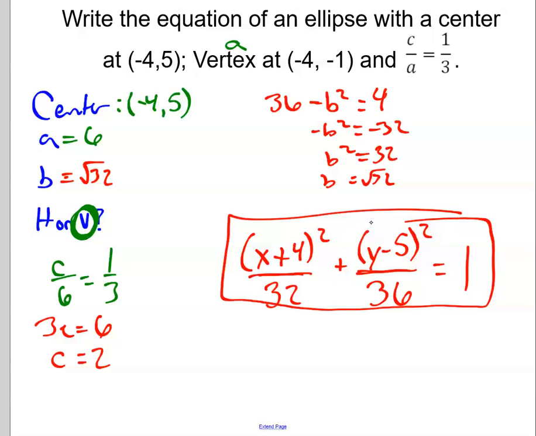So again, we've got the 4 things and we have to find those 4 things every single time.